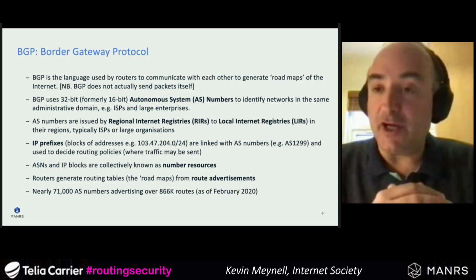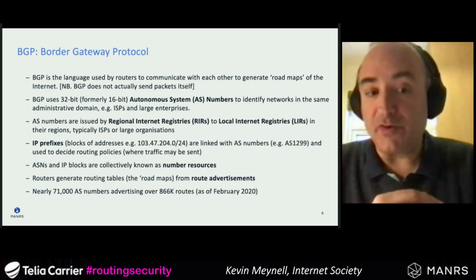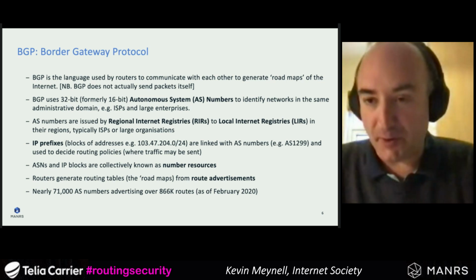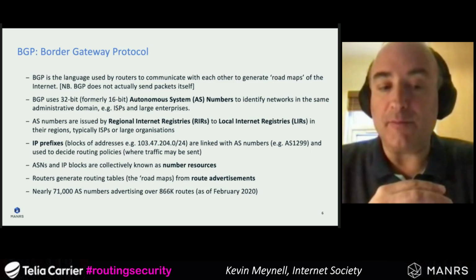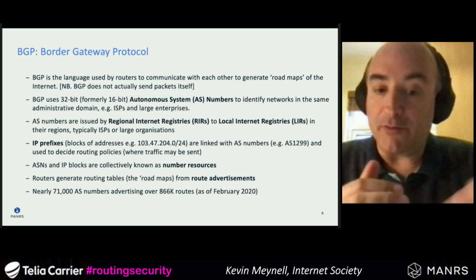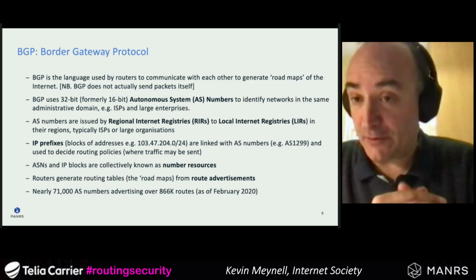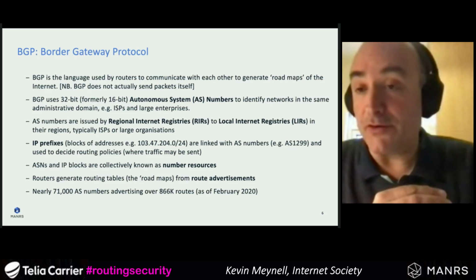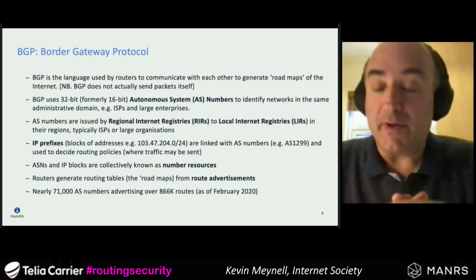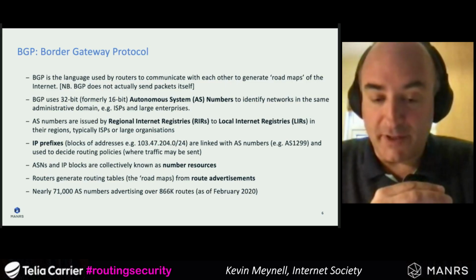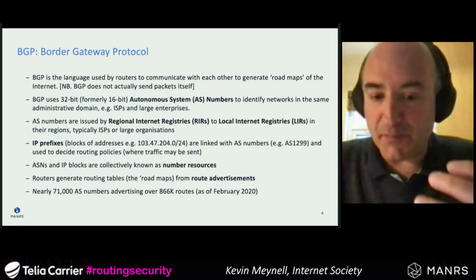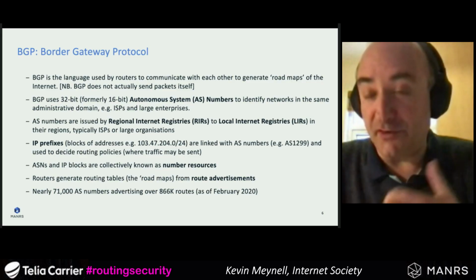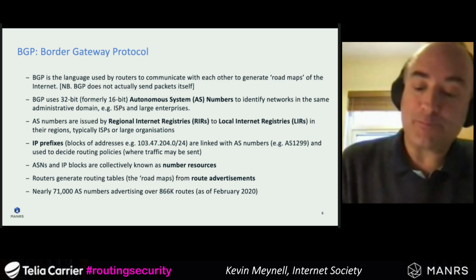The ASNs and the IP blocks are collectively known as number resources. I already mentioned there were 71,000 AS numbers, but there are around 866,000 IP prefixes being routed on the internet. Those are effectively the number of destinations possible on the internet.